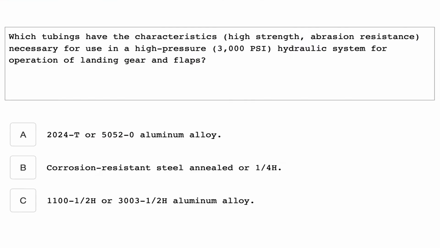Let's get started. Which tubings have the characteristics high strength, abrasion resistant, necessary for use in a high pressure 3000 psi hydraulic system for operation of landing gear and flaps? Corrosion resistant steel, annealed, or quarter H?